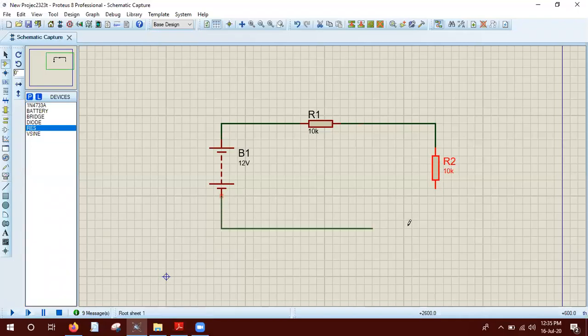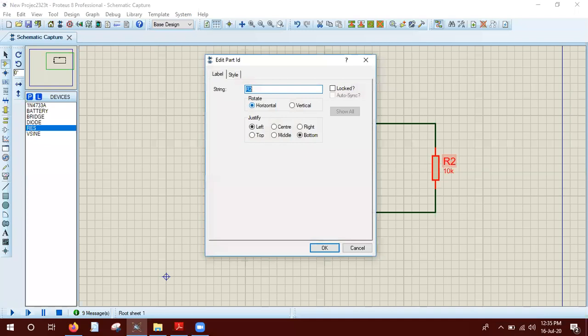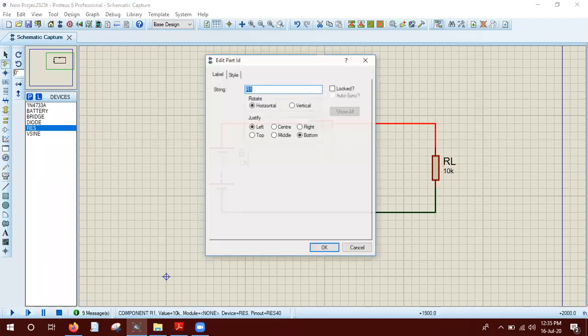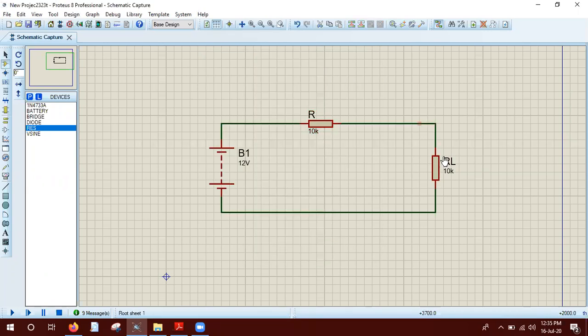Can you tell me, suppose it is not R2, it is RL, the load resistor. This is the normal R. So can you tell me what is the voltage across the RL? Anyone? VL, sir. Yeah, that is VL. What will be the value? The input voltage is 12 V. What will be the voltage across RL? Can anyone tell?